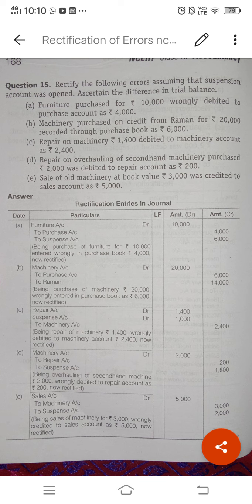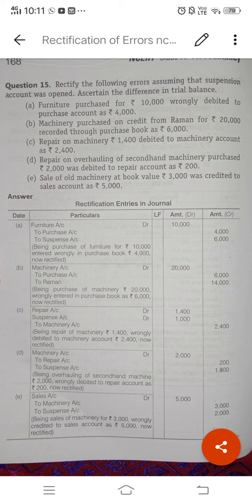See the third one, repair on machinery 1,400 debited to the machinery account as 2,400. So first you have to write the correct entry for repair on machinery. What is the entry for the repairs on machinery 1,400? That is repairs account debit to cash account is the correct entry. Repair on machinery or repair account debit to cash account 1,400 is the correct entry. Instead of debiting 1,400 in repair account, it is wrongly debited to the machinery account as 2,400.